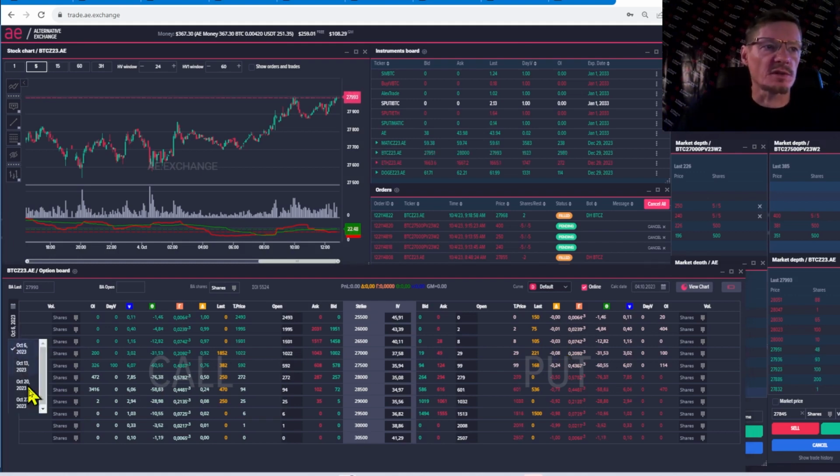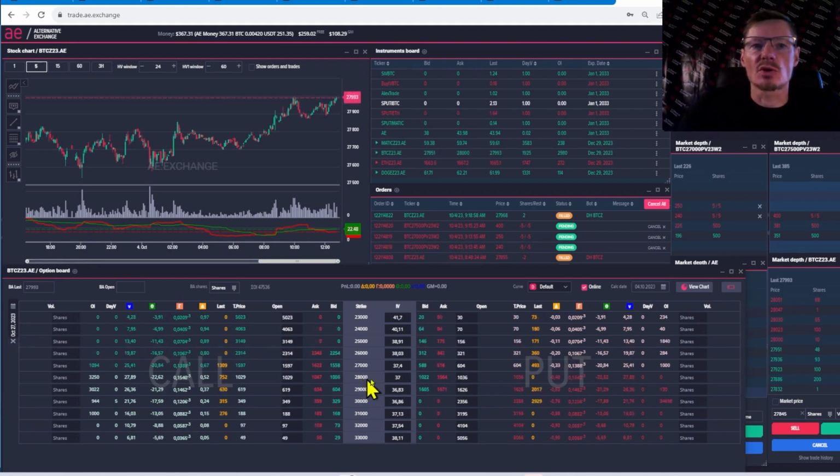Okay, let me switch to the monthly series. And you can see that the delta values have changed. The longer the time frame, the more time premium these options have, and the less variability in delta. For an option with strike 33, we see a delta of -0.95. At strike 24, the delta is 0.06.